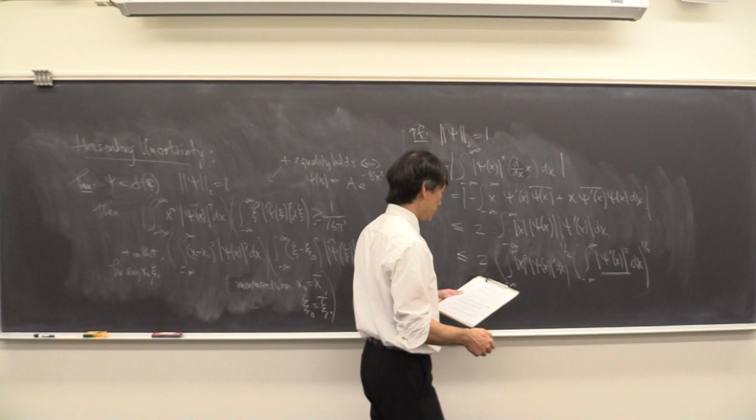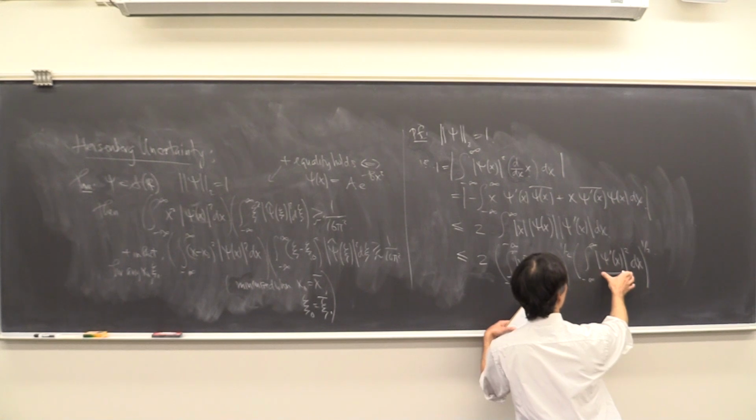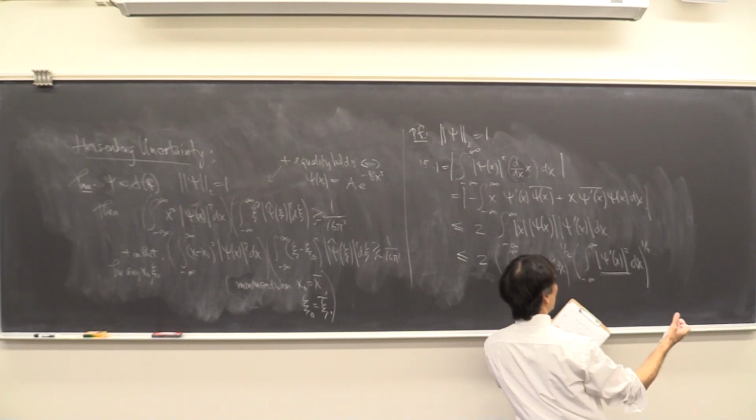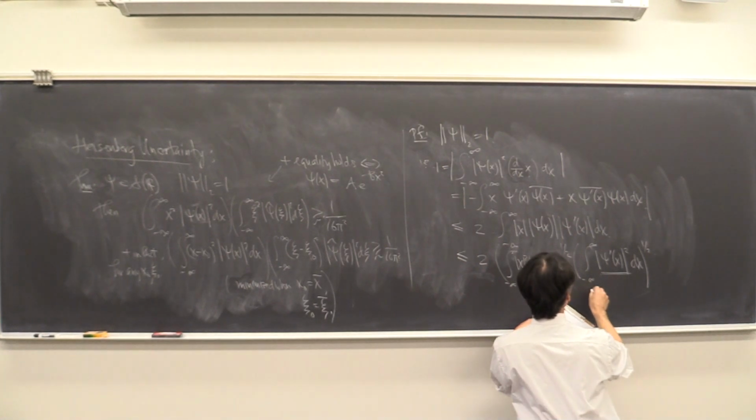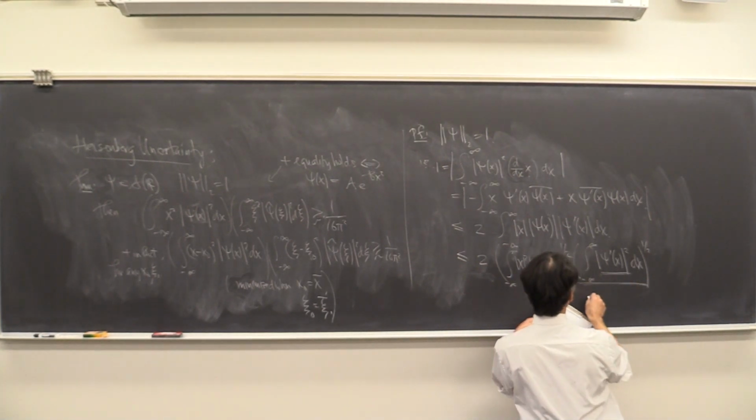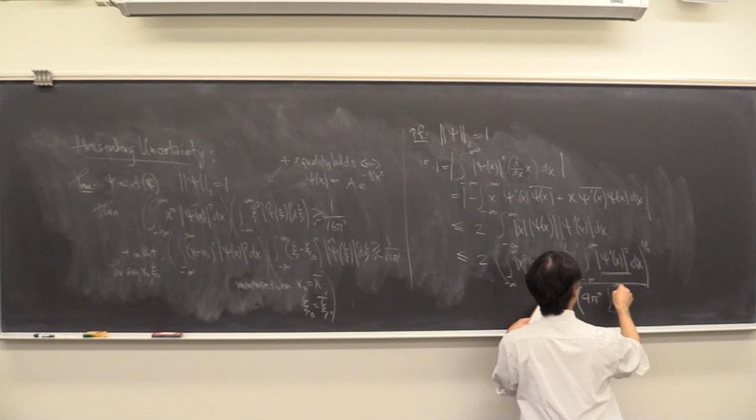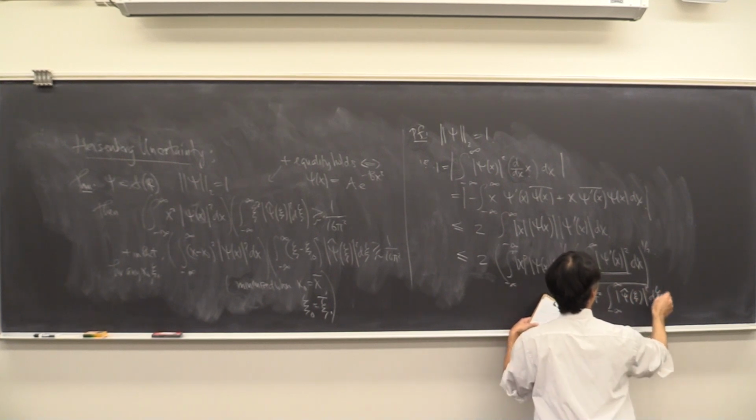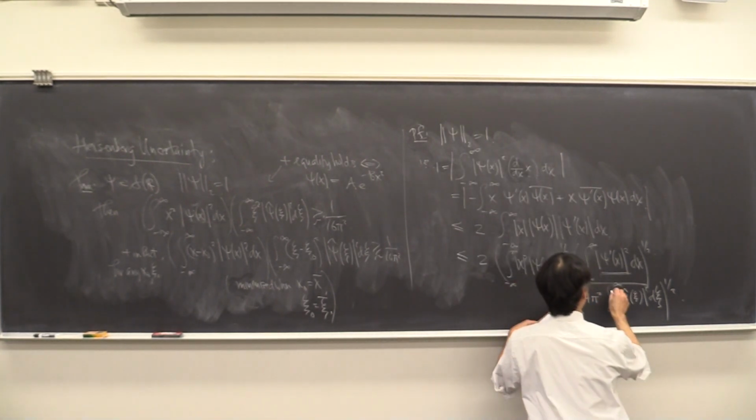And now by Plancherel's theorem, this is the L2 norm of the derivative. We can switch that to the L2 norm of the Fourier transform of the derivative. So this term here turns into 4 pi squared times the L2 norm of the Fourier transform, times xi squared.